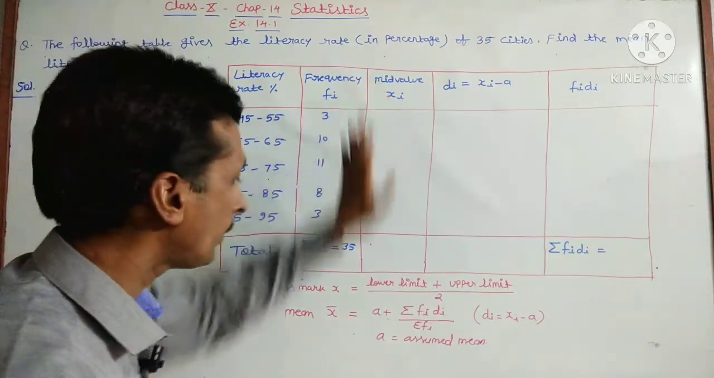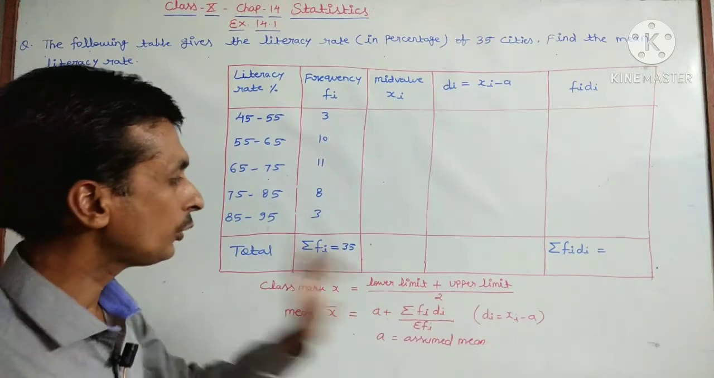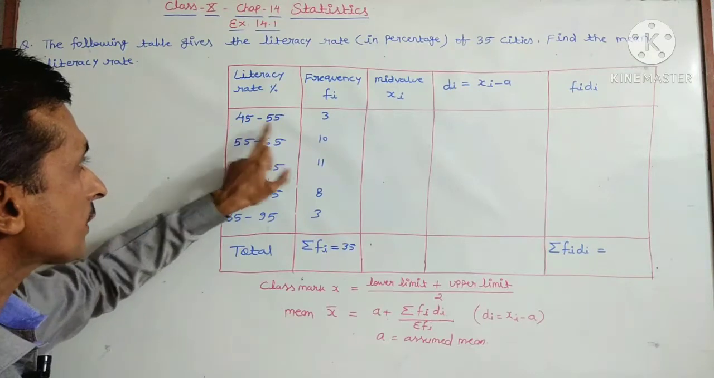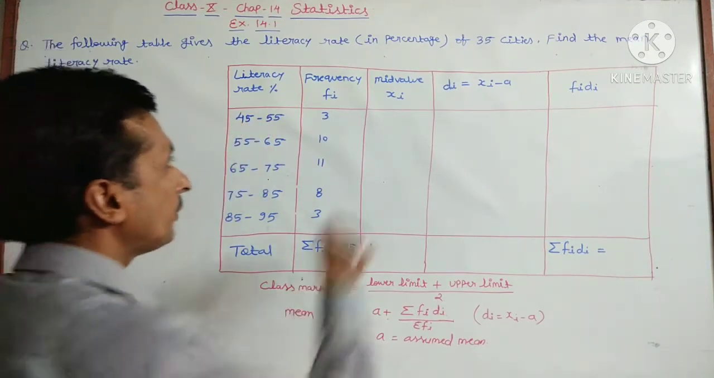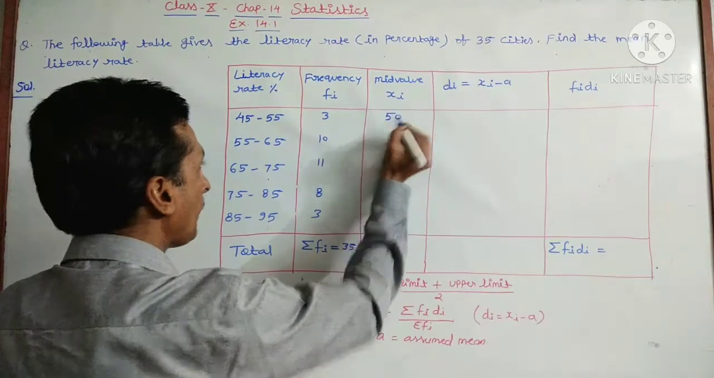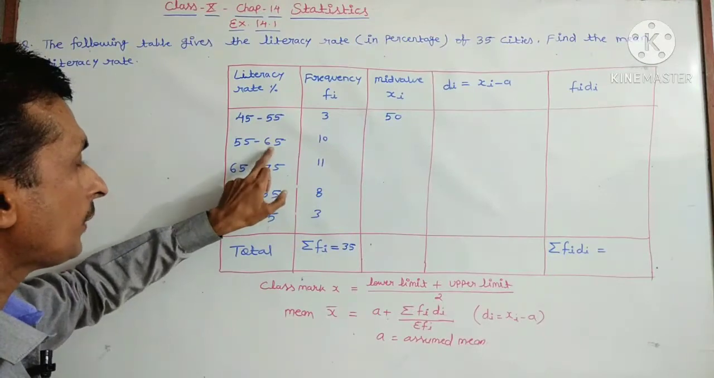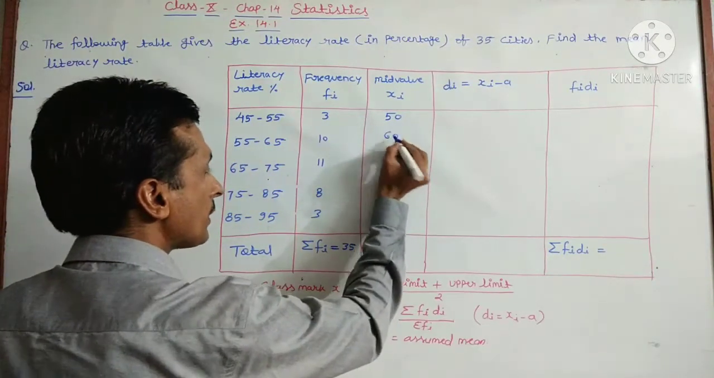So what is the formula for the mid value here? Class mark is lower limit plus upper limit upon 2. Here it is lower limit and upper limit. So 45 plus 55, how much? 100. 100 divided by 2, so that will be 50. And similarly 55 plus 65, how much? Here it is 120. So 120 half, that means 60.